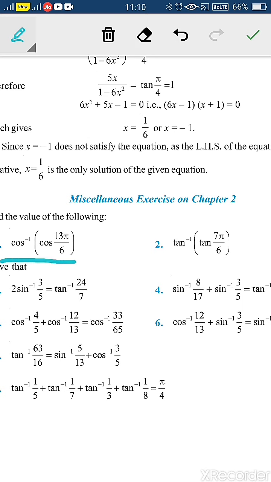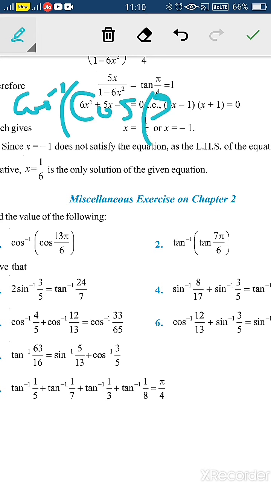We know that the range or principal value branch of cos inverse is the closed interval 0 to pi, right? Here 13 pi by 6 belongs to the first quadrant. How? We can write cos inverse of cos 13 pi by 6 as cos inverse of cos of 2 pi plus pi by 6. We can write 13 pi by 6 like this, 2 pi plus pi by 6.